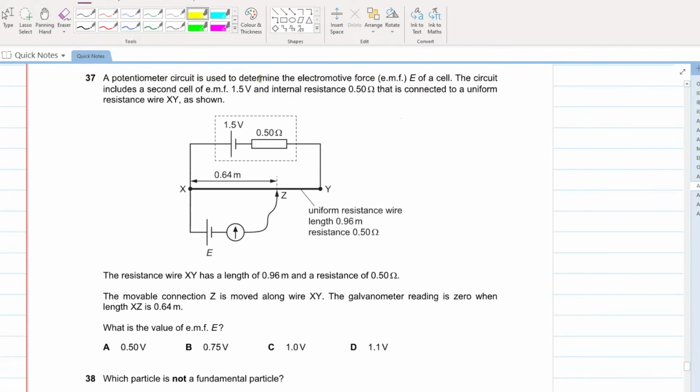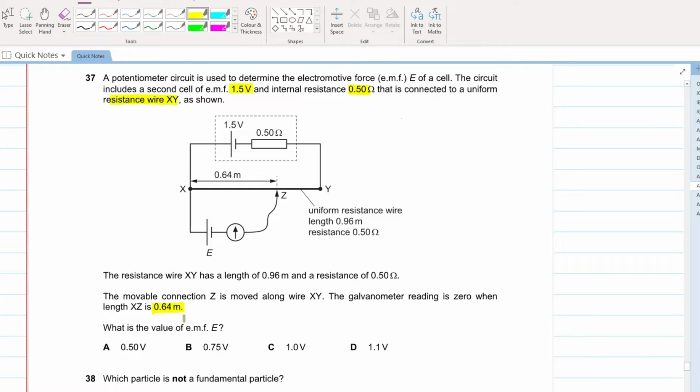A potentiometer circuit is used to determine the electromotive force E of a cell. The circuit includes a second cell of EMF 1.5 volts and internal resistance 0.5 ohms that is connected to a uniform resistance wire XY as shown. The resistance wire XY has a length of 0.96 meter, perfect, and has a resistance of 0.5 ohm. The movable connection Z is moved along the wire XY. Perfect. The galvanometer reading is 0 when the length is 0.64 meters.